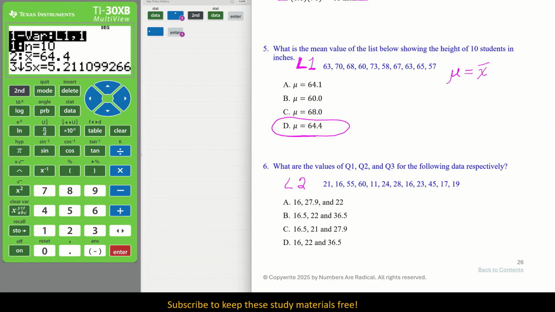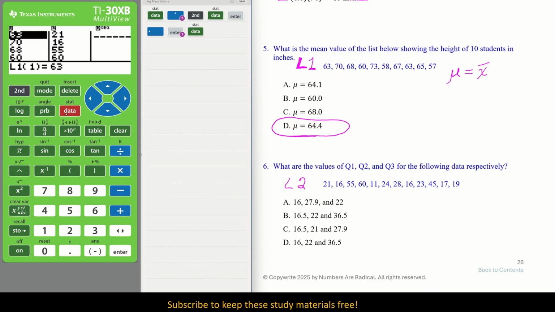Now let's look at number 6. What is the value of Q1, Q2, and Q3 for the following data, respectively? Now I've put that in L1. Let's go ahead and push data. You see what I have in there. And there are 12 of them, so you can quickly arrow up. As you see, I go down and I do have 19 as number 12.